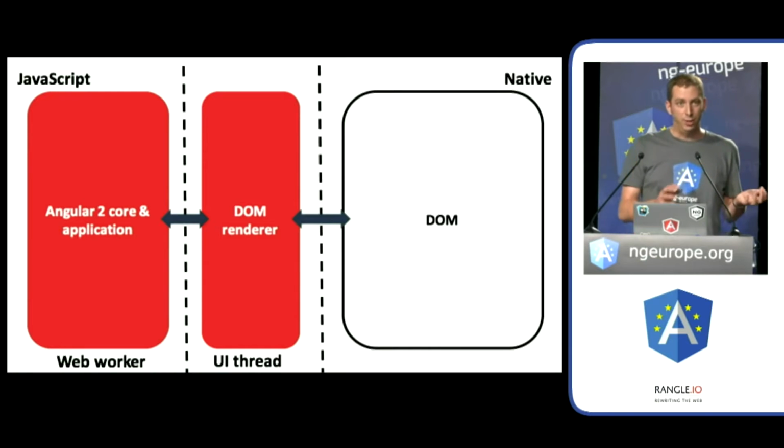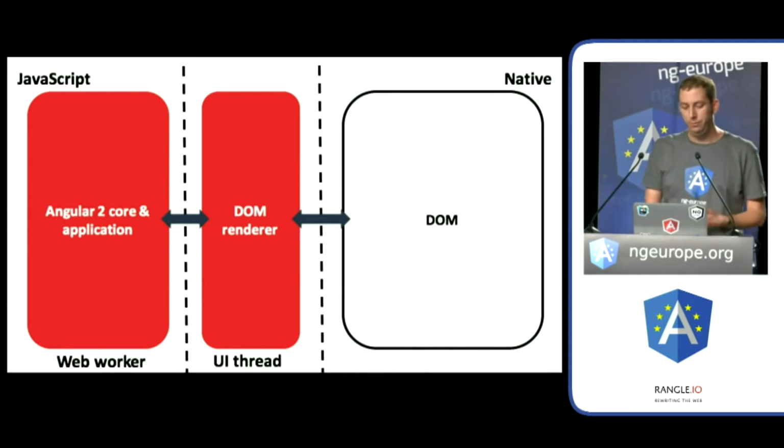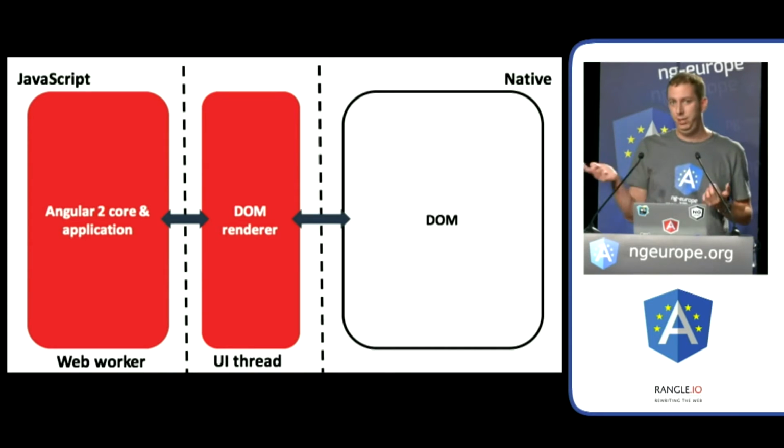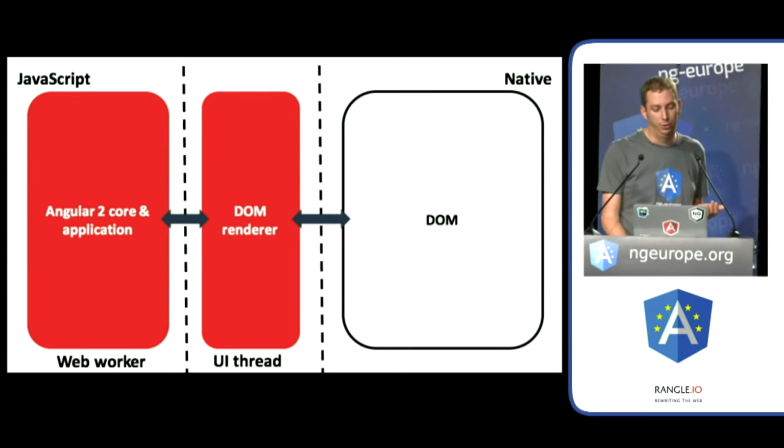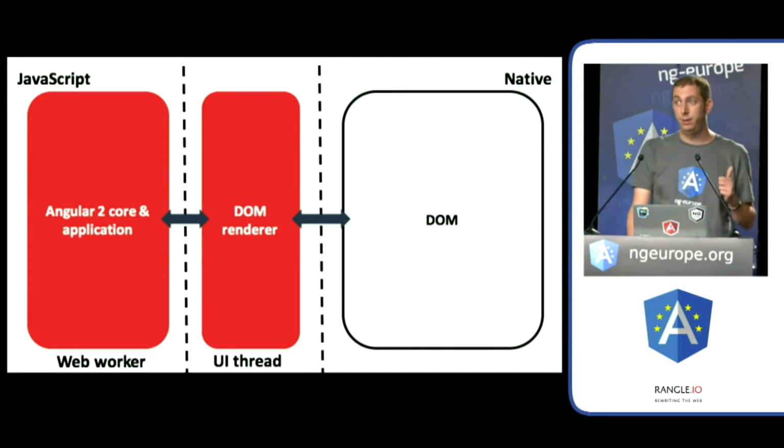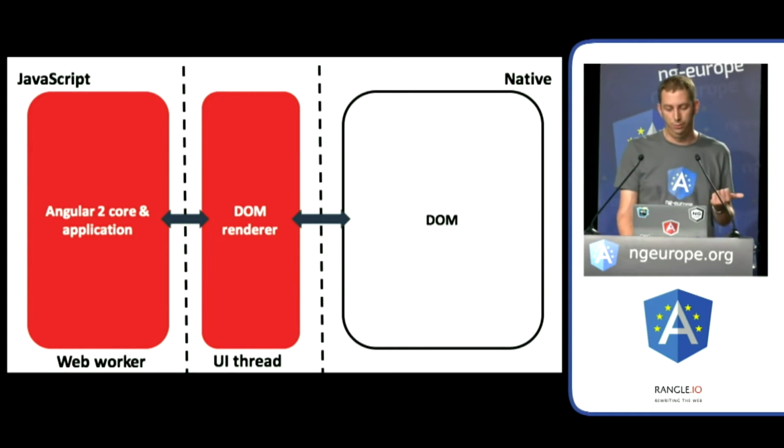So basically, it means you can run an Angular 2 application inside a web worker, keep the DOM renderer inside the UI thread, the main UI thread that you know, and have communication with post messages, fully asynchronous, serializable between the two, so that you can get multi-threading and a big improvement in performance. So that's the first feature that this architecture offers.